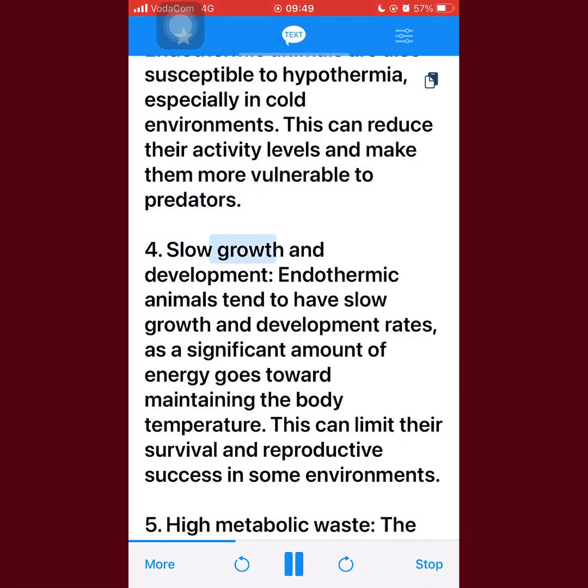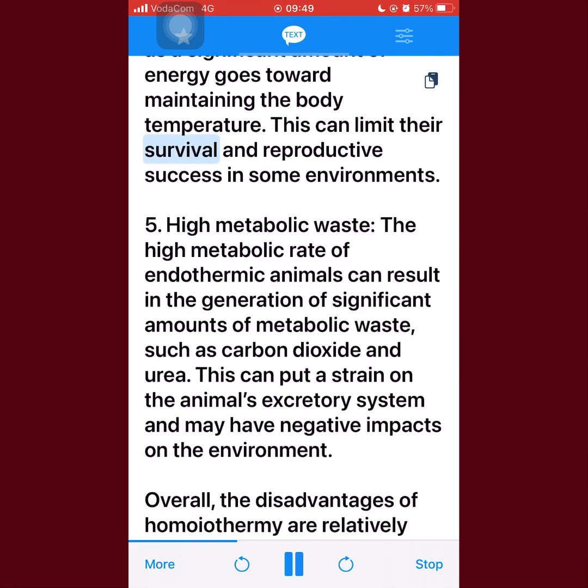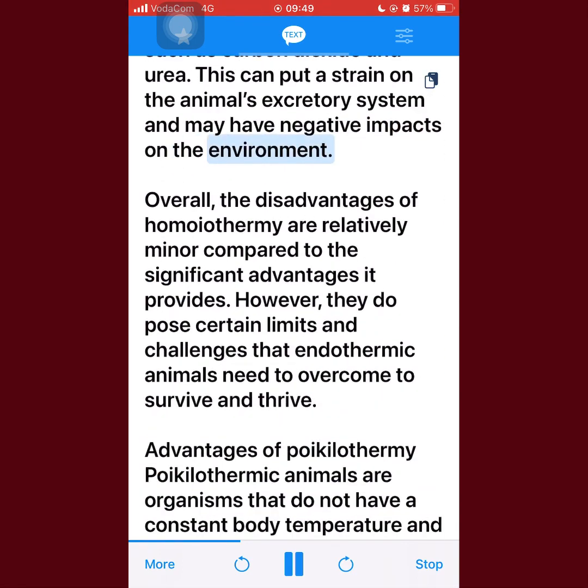4. Slow growth and development. Endothermic animals tend to have slow growth and development rates, as a significant amount of energy goes toward maintaining the body temperature. This can limit their survival and reproductive success in some environments. 5. High metabolic waste. The high metabolic rate of endothermic animals can result in the generation of significant amounts of metabolic waste, such as carbon dioxide and urea. This can put a strain on the animal's excretory system and may have negative impacts on the environment.